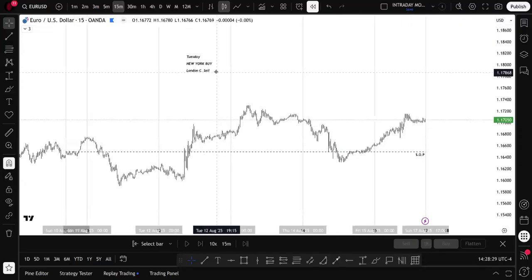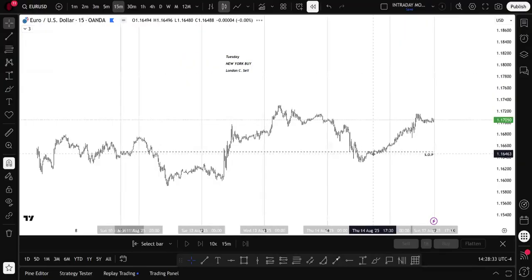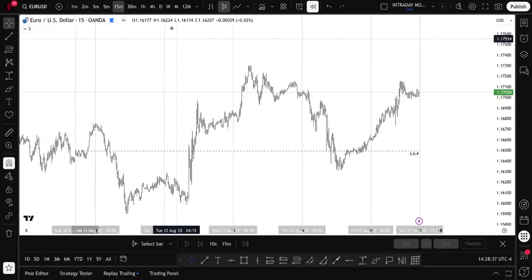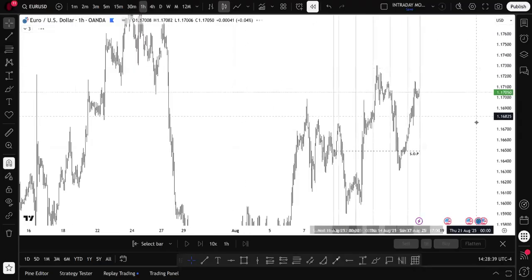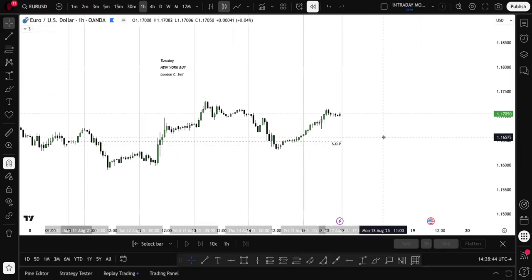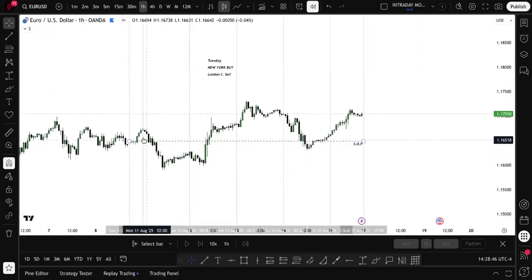So EU, we're going to talk about this Tuesday New York buy setup. Look again at how this weekly candle produced itself. This is the 15-minute chart. I like it on the hourly. It looks cleaner. You can see the days a lot better. Look at how it drops down below the open. It rallies above the open. It retests the opening price of the weekly candle. Just look at how rigged the market is.